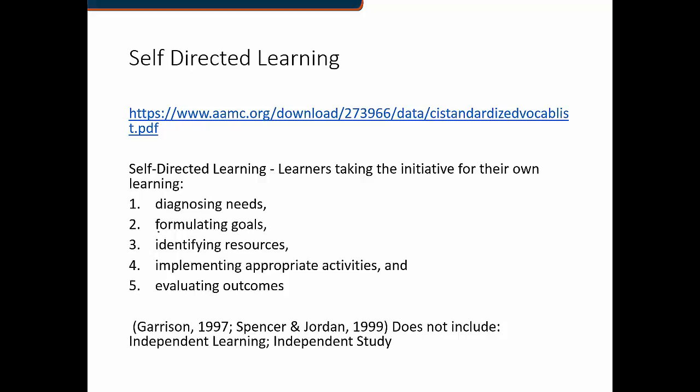The big differentiation for me is this part where they diagnose what they need to learn and they formulate their own goals, which means to me as an instructional designer, they're writing their own objectives.